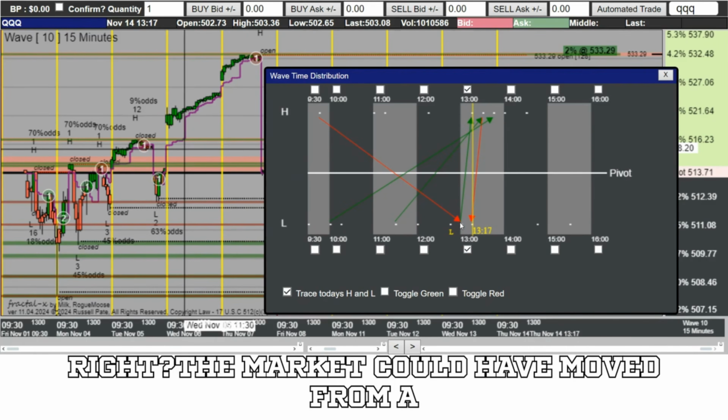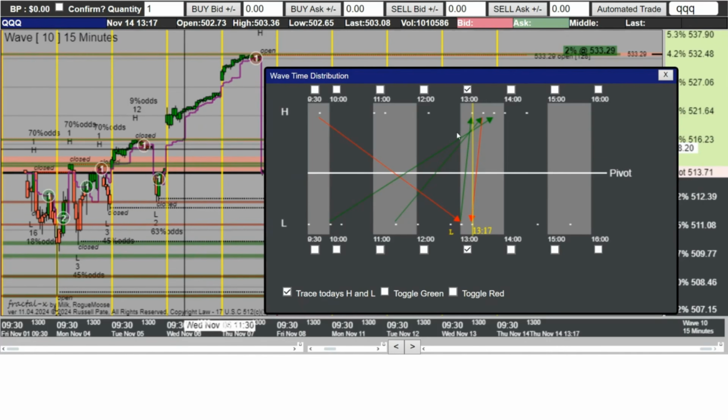The market could have moved from a low to a high value.